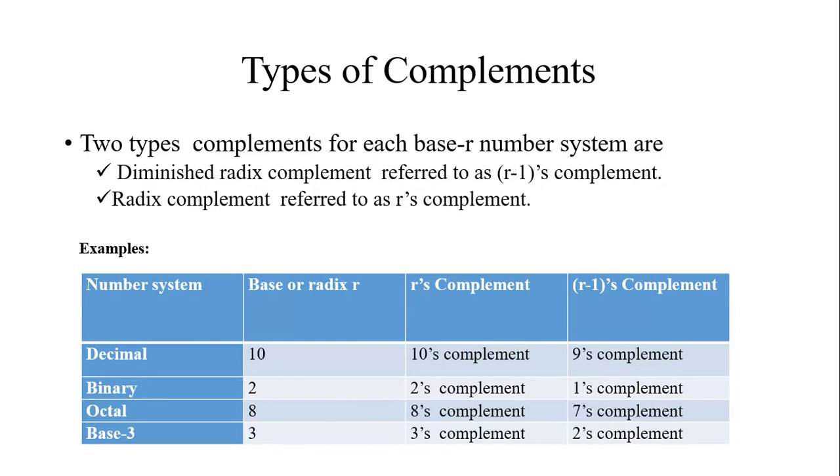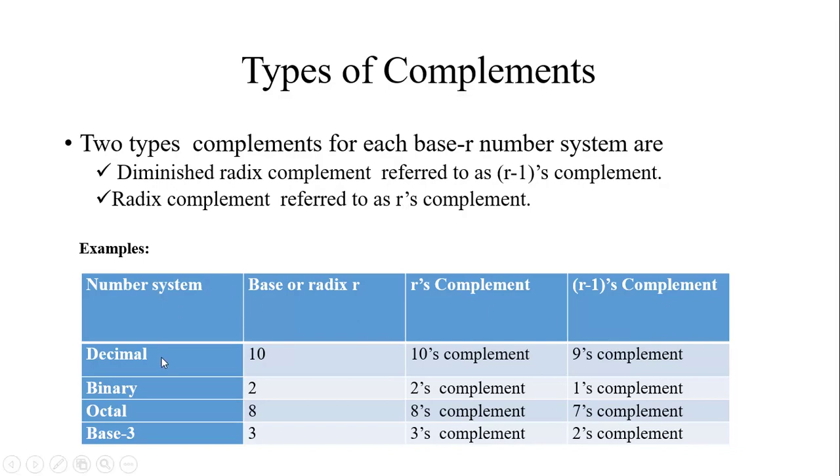There are two types of complements in each base R system: diminished radix complement and Radix complement. Diminished radix complement is referred to as R minus 1's complement, while Radix complement is referred to as R's complement. R represents the base or radix of the number system.